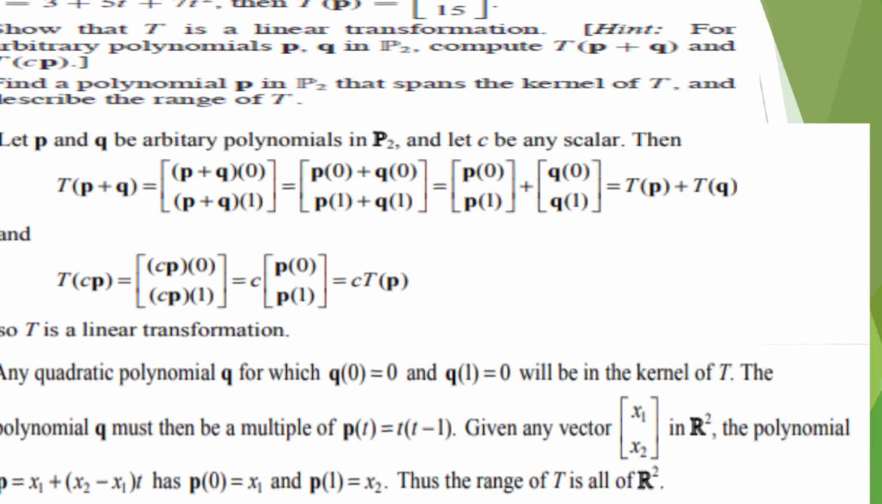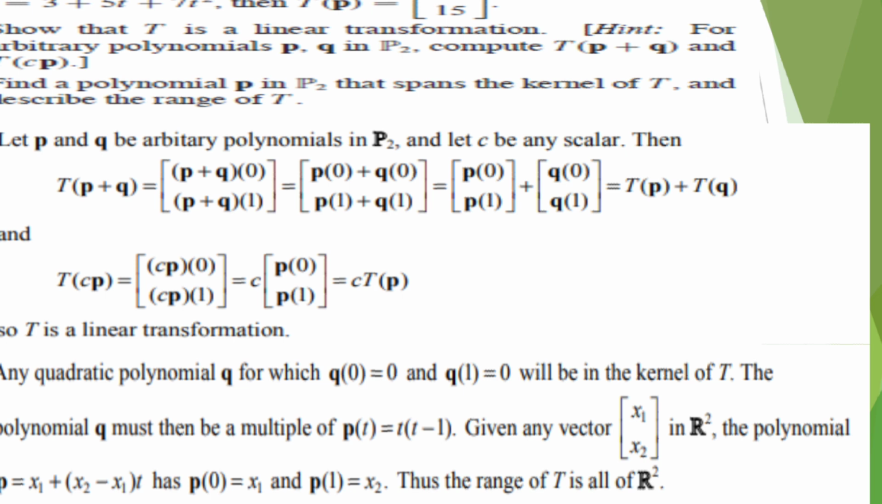Here a second problem is also there. The second problem is: find a polynomial p in P2 that spans the kernel of T and the range of T. So we want polynomials that are elements of the kernel of T and the range of T. Kernel of T means T of u equals 0 bar, then u is an element of the kernel of T. So first, any quadratic polynomial q with q of 0 equals 0 and q of 1 equals 0 is the definition of the kernel of T. Kernel of T means the right side value is 0 bar.